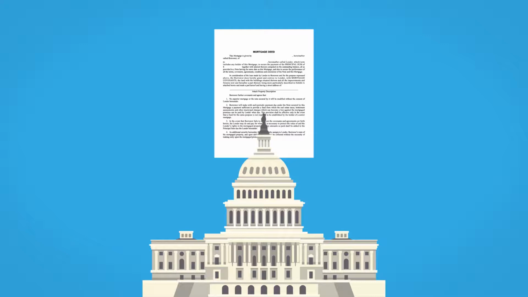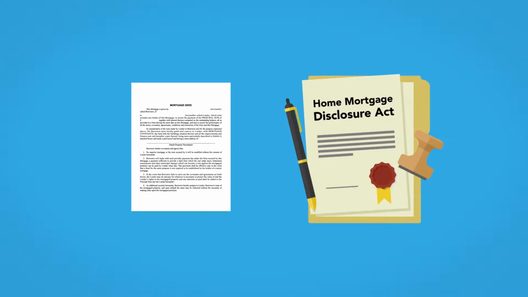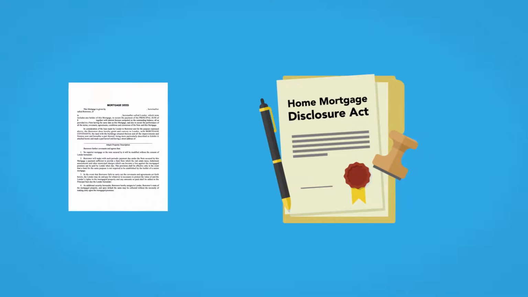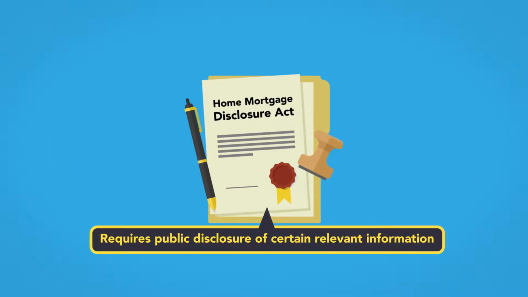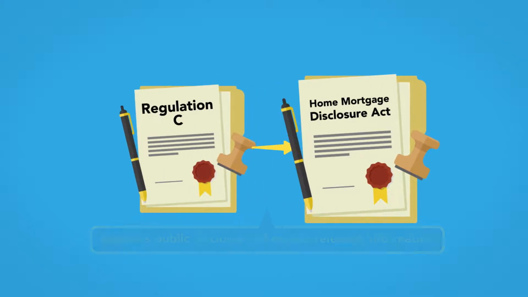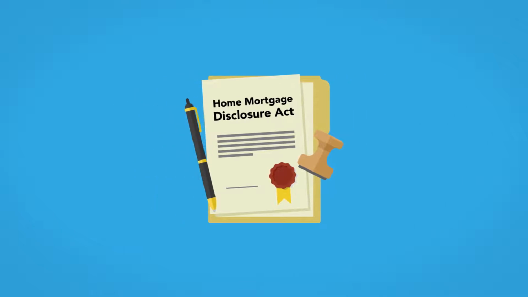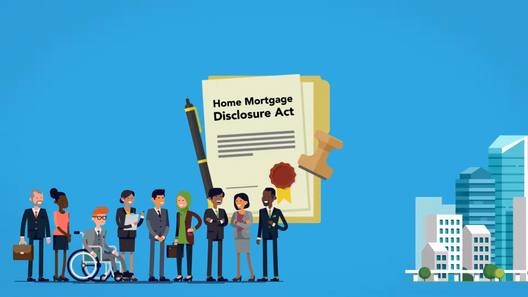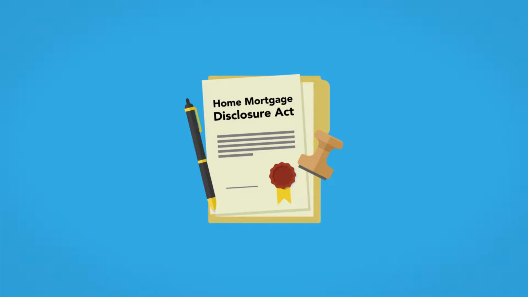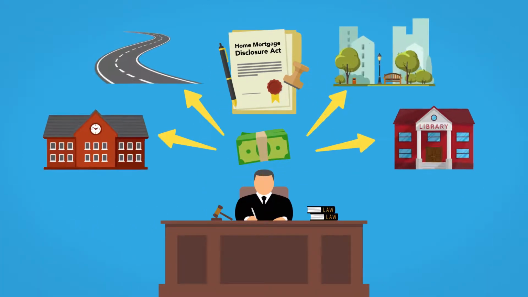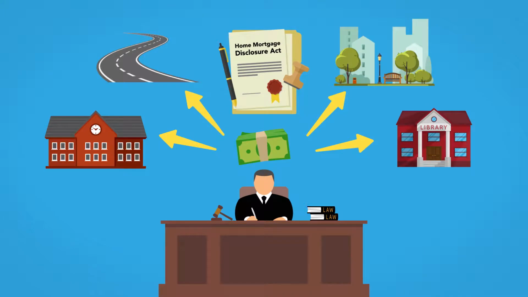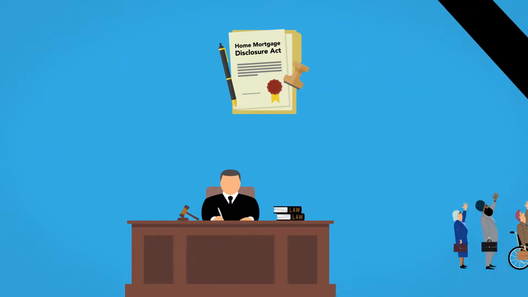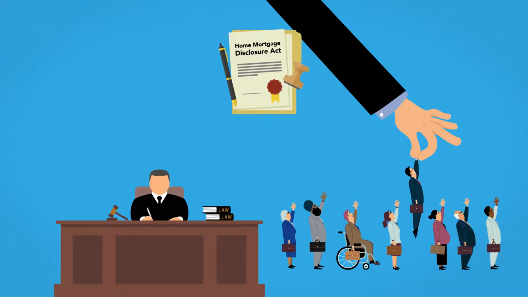For example, Congress passed the Home Mortgage Disclosure Act in 1975 to create greater transparency in mortgage lending agreements by requiring public disclosure of certain relevant information. This act and its implementing regulation, Regulation C, make mortgage information public to help determine whether lenders are meeting the home lending needs of their communities. The laws also help lawmakers decide where public spending should be funneled, to make up for gaps in private lending, and identify any potentially discriminatory patterns in mortgage lending.